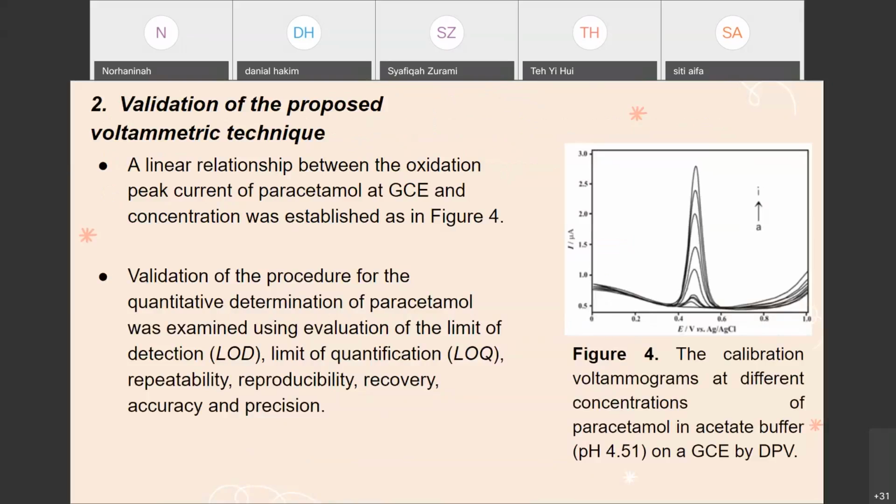For the second part, which is validation of the proposed voltammetric technique, a linear relationship between the oxidation peak current of paracetamol at GCE and concentration was established as in figure 4. Validation of the procedure for the quantitative determination of paracetamol was examined using evaluation of LOD, LOQ, repeatability, reproducibility, recovery, accuracy, and precision.